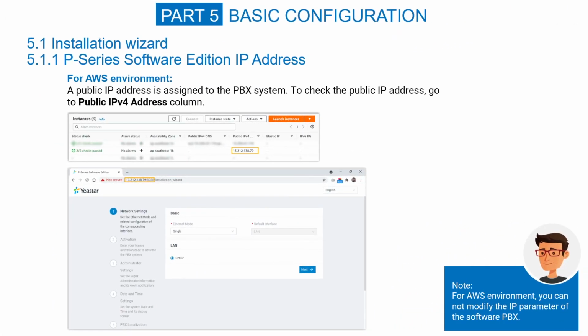Next step, you will be able to see your P-Series Software Edition. It will be posted in your instances list on the AWS. You will even see the public IP address, and that public IP address will be the instance IP address. So you will use that IP address to access your P-Series Software Edition. Then you will see the installation wizard, which is going to be this.